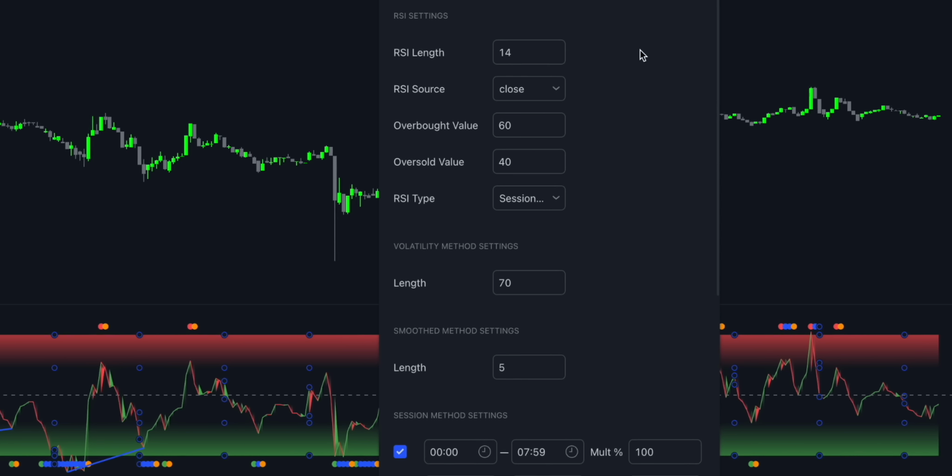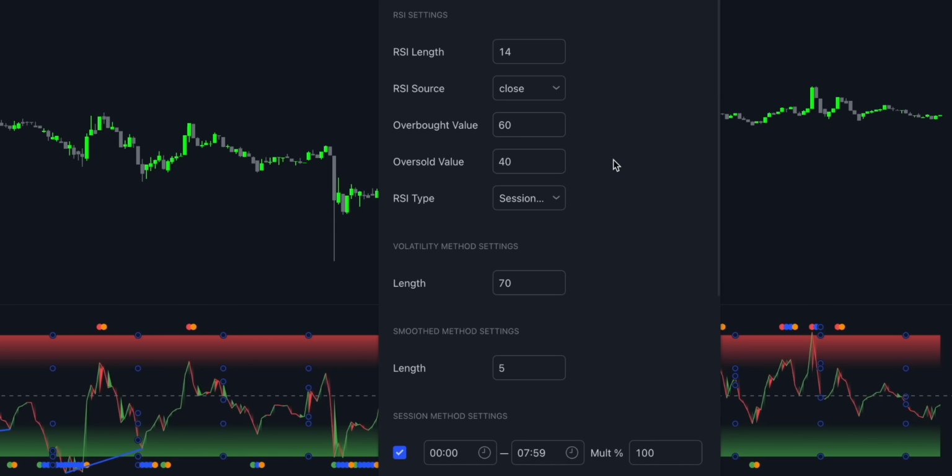In the indicator's settings, you can find various customization options. The first block includes RSI length, overbought and oversold values, and RSI type. Personally, I recommend changing these levels to 60 and 40. This way, the indicator will be more responsive to price fluctuations. As for the RSI type, there are 4 options available.